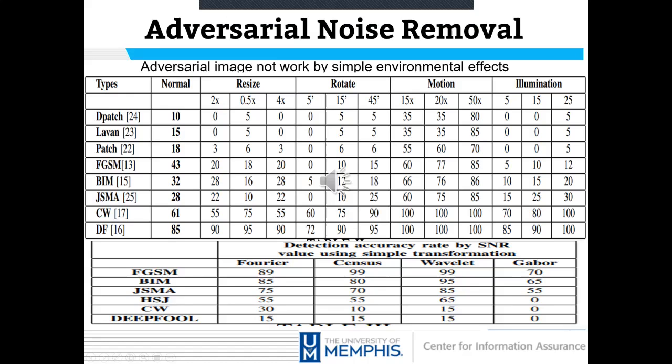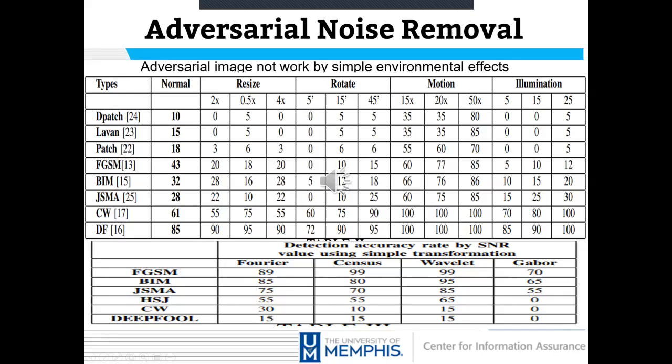So we did an experiment where different adversarial attacks were resized, rotated, given motion blur, and given illumination through a brightness effect, and we see how much the adversarial image stops working as adversarial. We can see that if we resize it 2x and then size it back, the adversarial patch attack doesn't work anymore, but the FGSM attack works at a 20% rate, the BIM attack works at a 28% rate, and DeepFool works at a 90% rate.